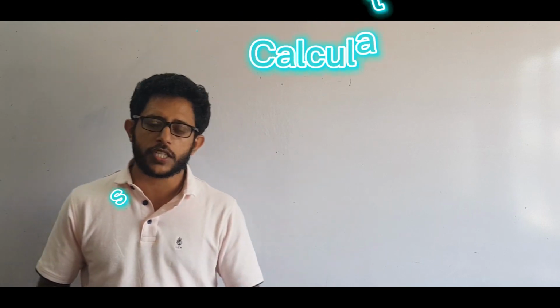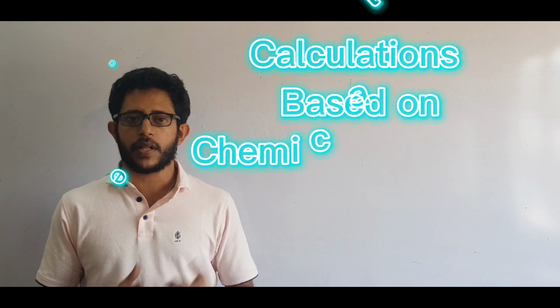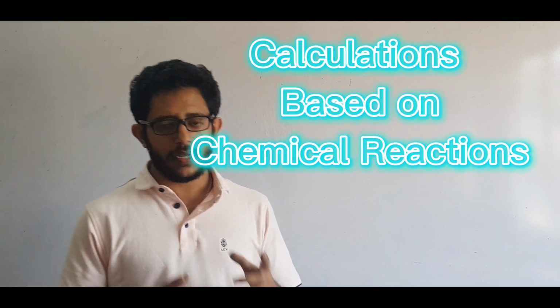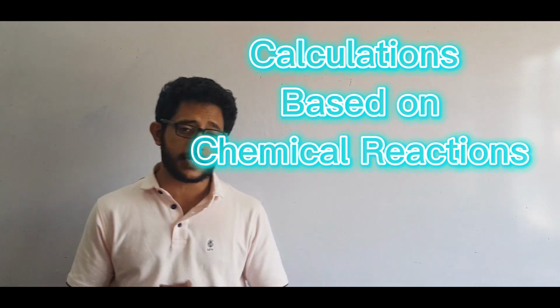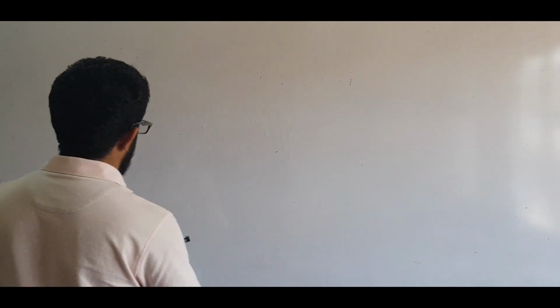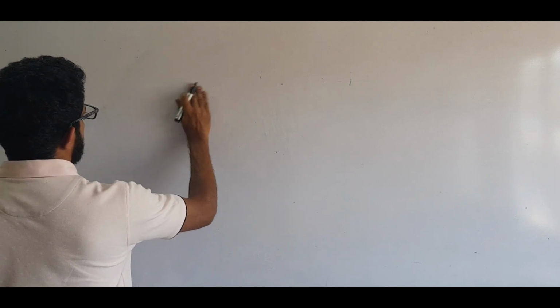So today we are going to learn how we can do chemical calculation based on balanced chemical reactions. In the last video I explained how to balance a chemical equation. Today we are going to use those balanced chemical reactions and apply them in chemical calculations. Right. Now let's take the common example, the last example I did there.